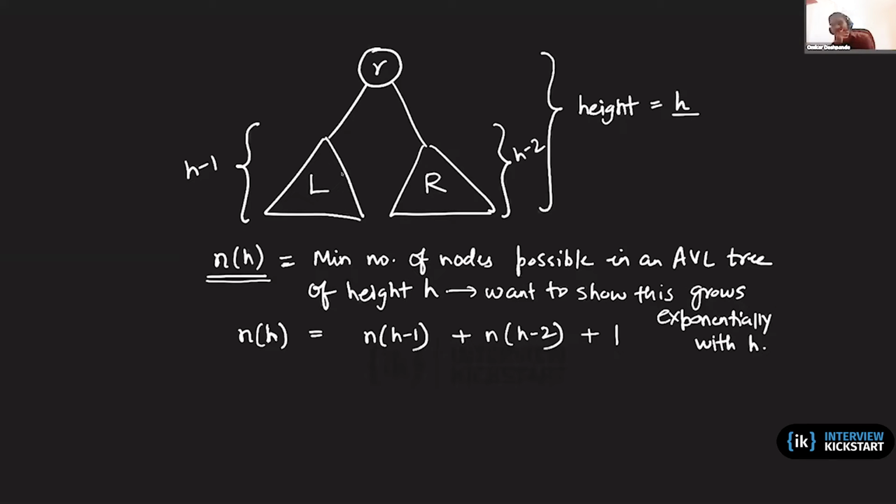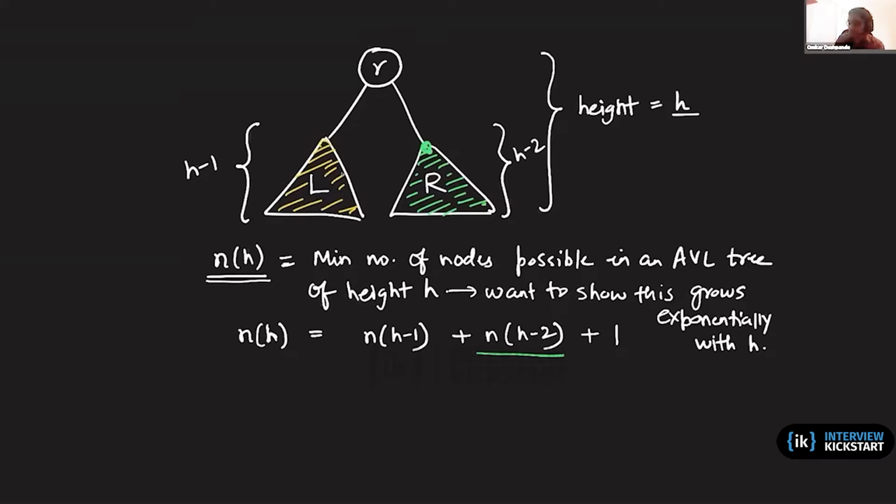So if you are considering n of h minus 1 or n of h minus 2, taking the root node, am I right? Considering the root node, the height of the left subtree is h minus 1 and the height of the right subtree is h minus 2. So n of h minus 1 is simply the number of nodes in this subtree. Yeah. And which one is h minus 2? The right one. Yeah, this is n of h minus 2, the number of nodes in this subtree.